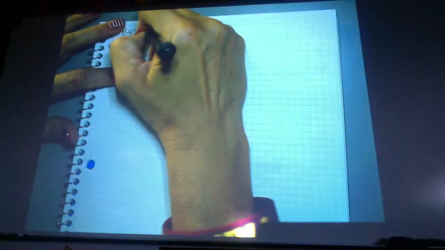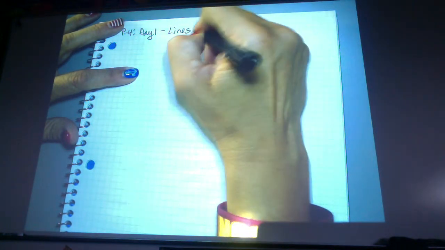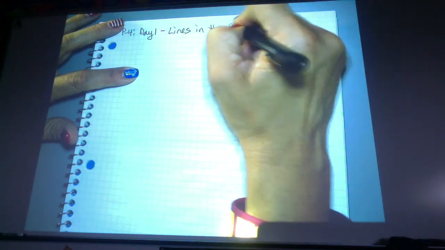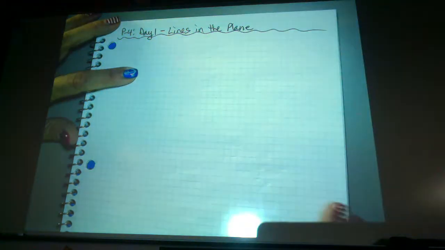And you will need your graphing calculator towards the end. So I'm going to teach this lesson in 2 days. So this is day 1. And we are referring to lines in the plane. That will be the coordinate grid plane.